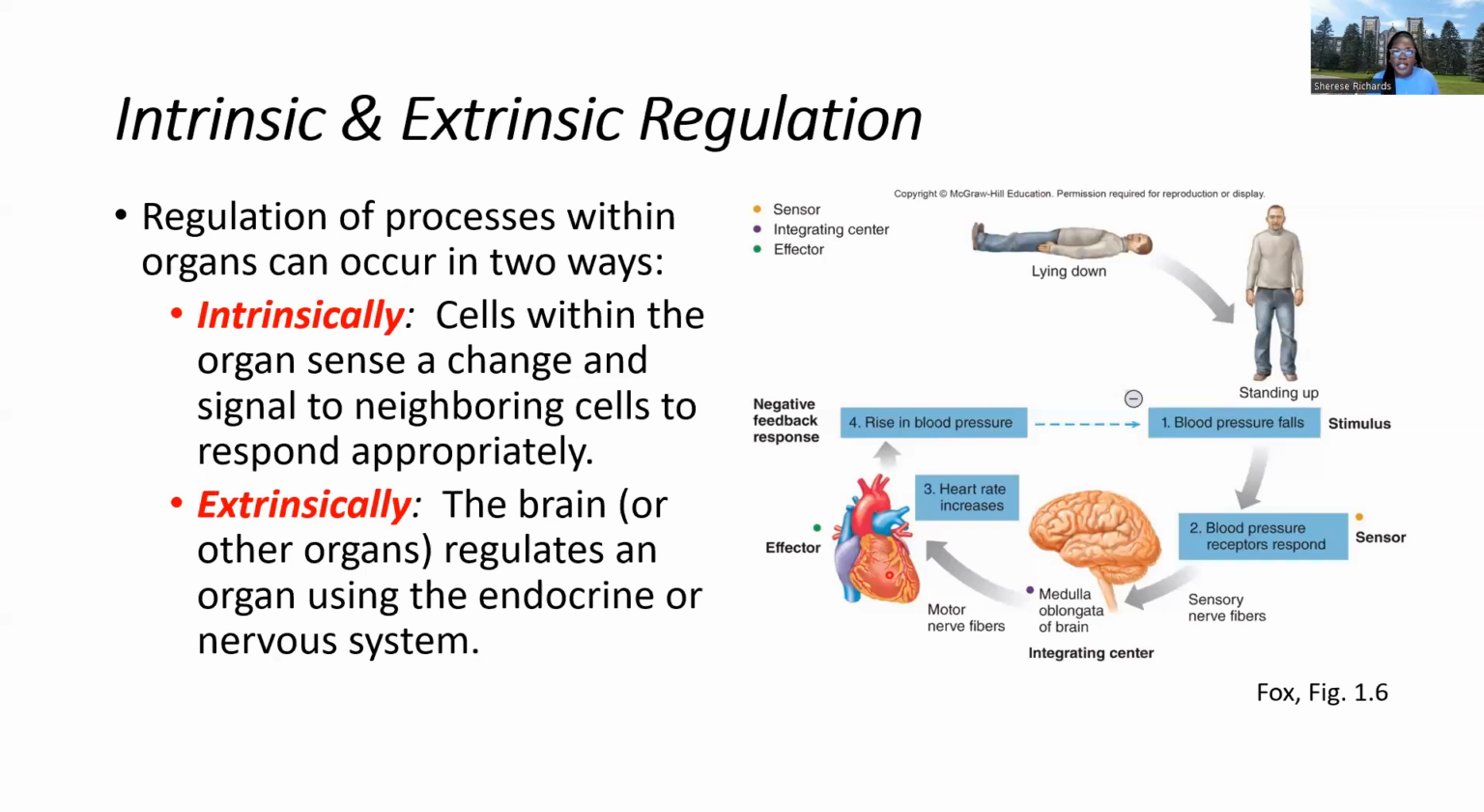So there are two different ways of bringing about regulatory changes, either intrinsically from the cells and the organs that are actually resulting in the change, or extrinsically from external factors, external instruction that's coming from the brain or the heart or the endocrine system.